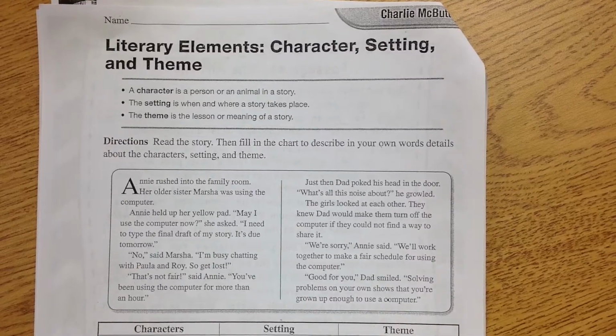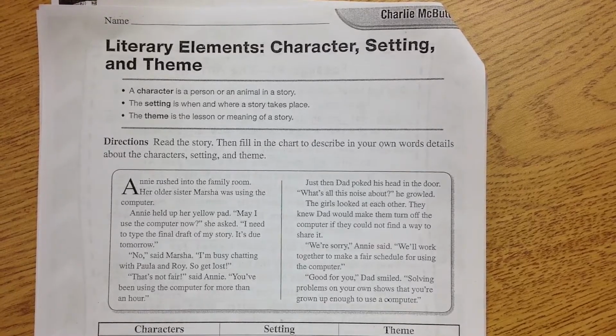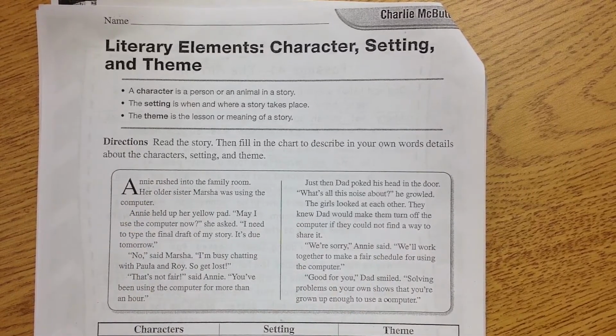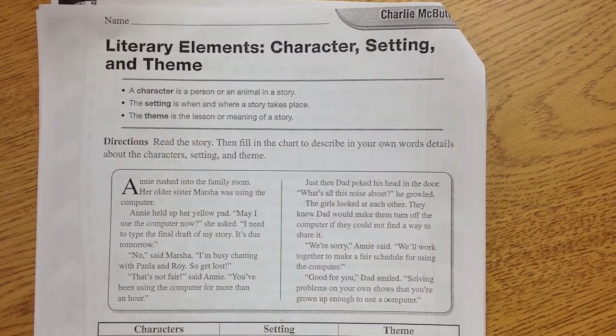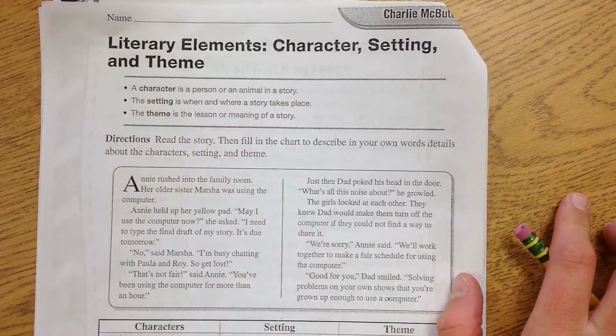Hi guys, it's Miss Kendall here, and today we are going to work on one of our worksheets in our Reading Street packet of Charlie McButton. So, we are going to focus on some literary elements. These are character, setting, and theme. Now, you might be wondering what each one of these means. It's a good thing that they tell us what these mean right here.